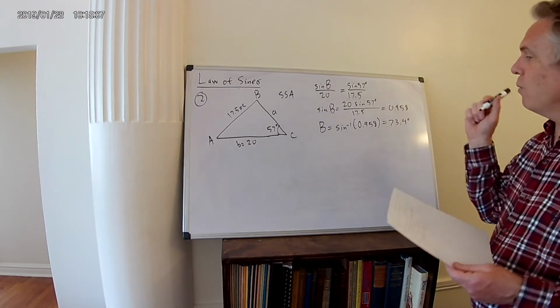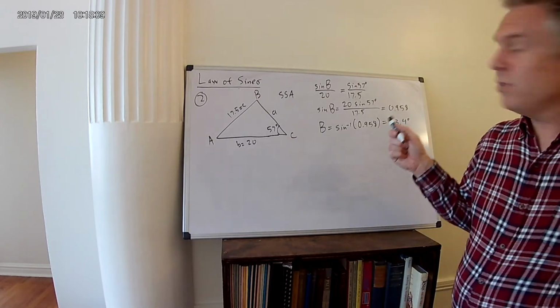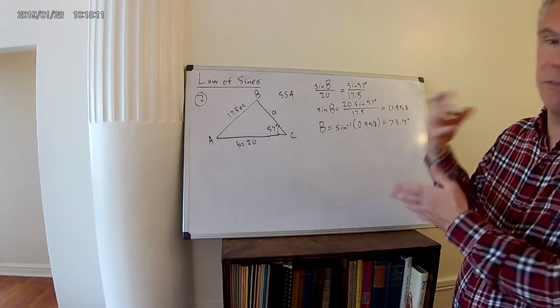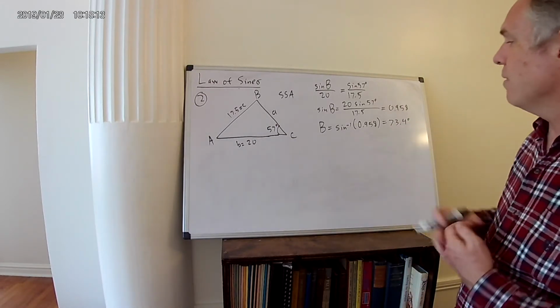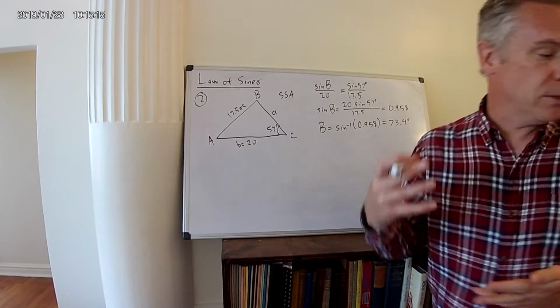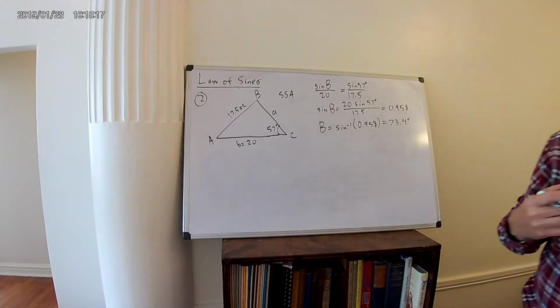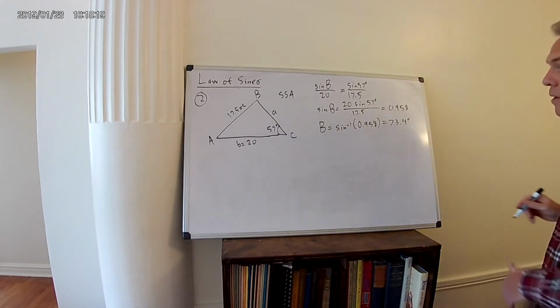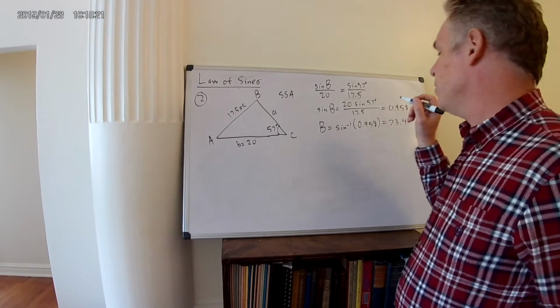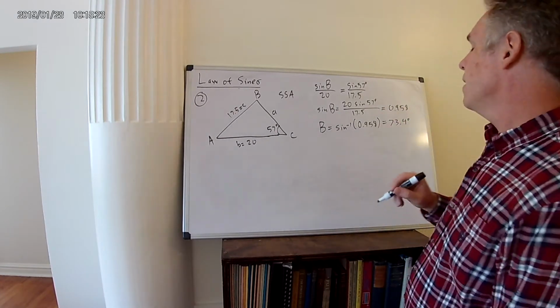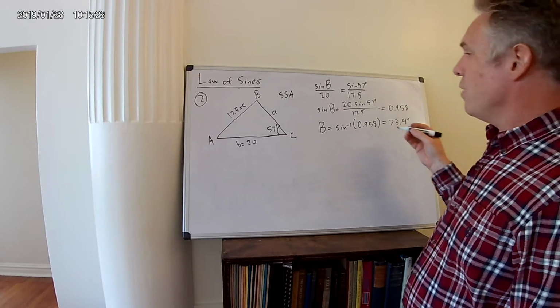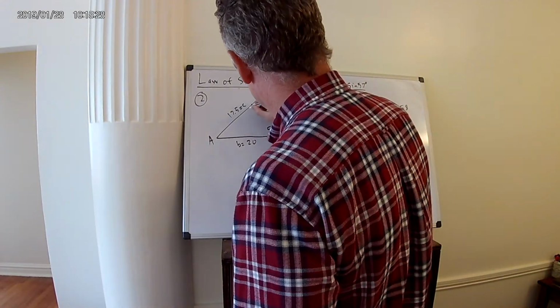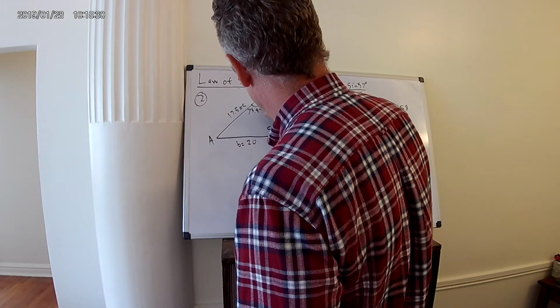By the way, on your calculator, to do an inverse sine, you have to hit the shift button and then sine, and that'll typically be the inverse sine, the button above that. Anyway, you guys can look at your calculator and figure that out. Be careful, you're taking the inverse sine, not the sine. So angle B is equal to 73.4 degrees.